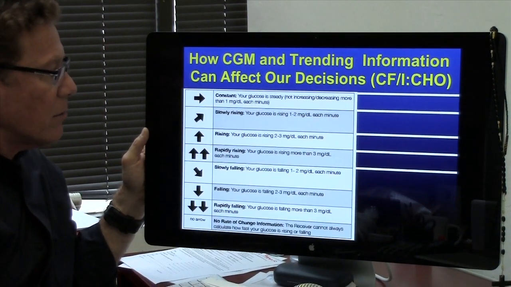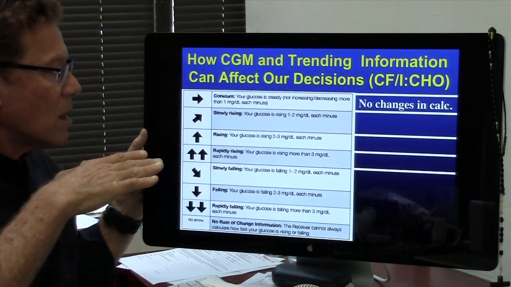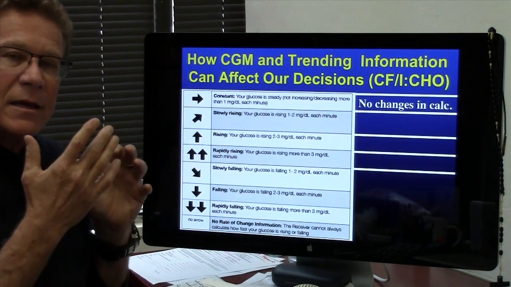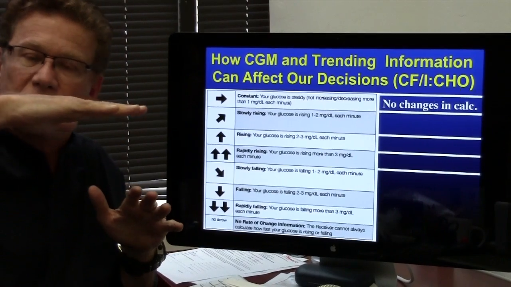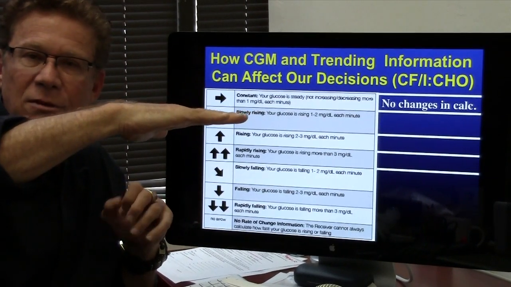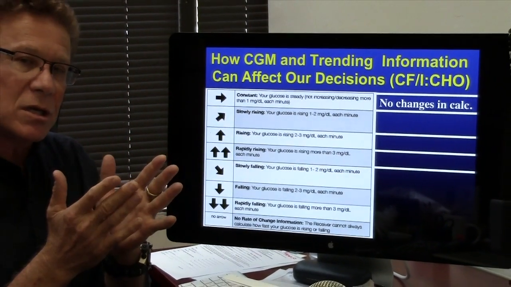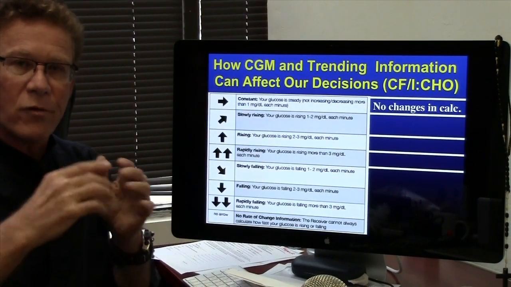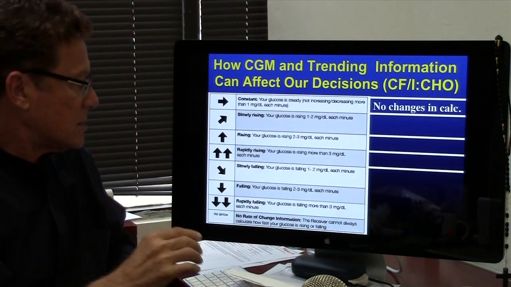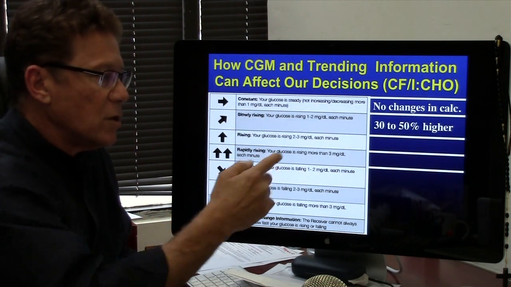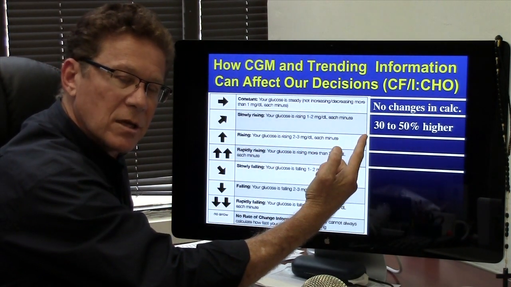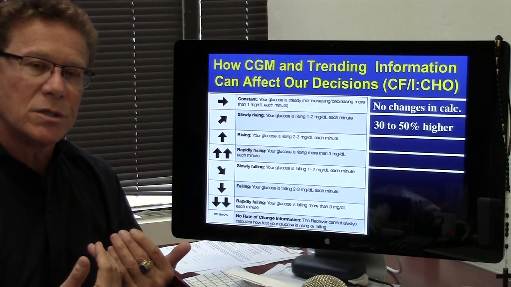Let's take this first arrow. It's straight across, it's horizontal. You don't have to do anything special to your calculation because that means the rate of change is not changing dramatically in any direction. So whatever your calculation is for your carbs or for your correction, that's what it is. Now let's just say you have a trend arrow and your blood sugars are going up. You've got to give yourself more than that calculation. Otherwise, you're going to be underdosing yourself.